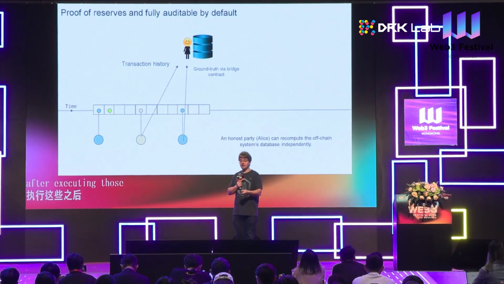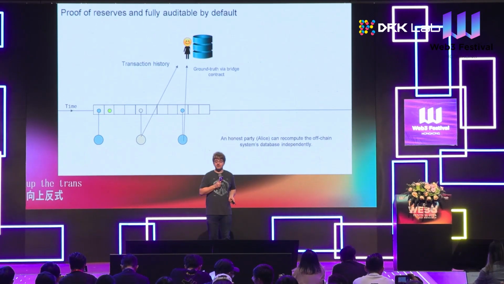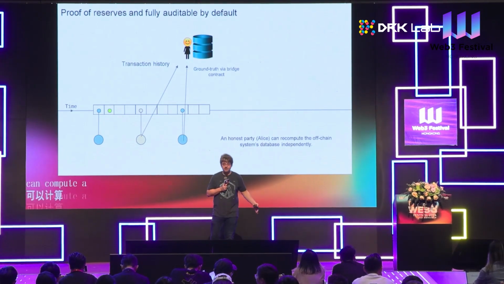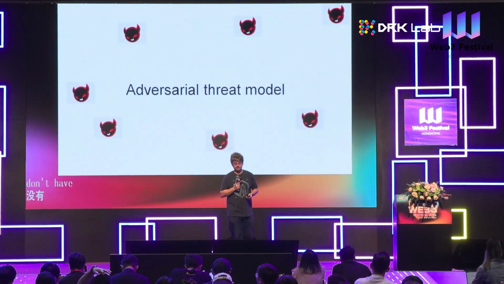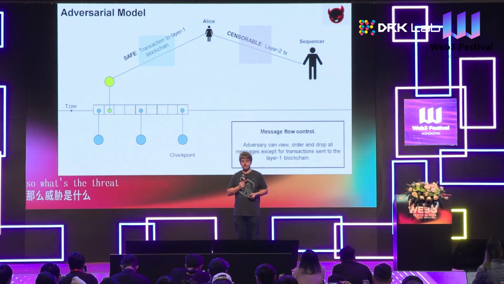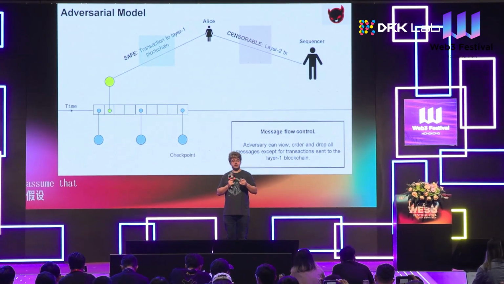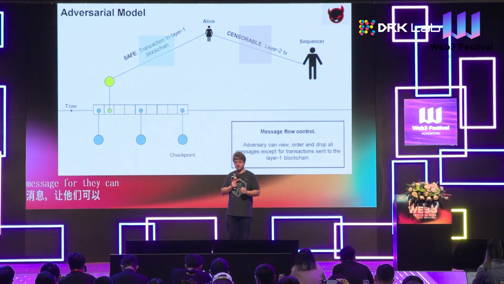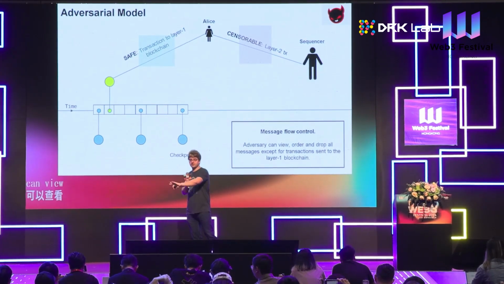And of course, anyone here can pick up the transaction history and you can compute a copy of the database yourself. So you can verify that everything's correct and you really don't have to trust the operators of the system. So what's the threat model? The threat model is the following. We assume that the adversary can basically control the message flow. They can control the message flow. So the adversary can view, reorder, and drop all messages on the system.